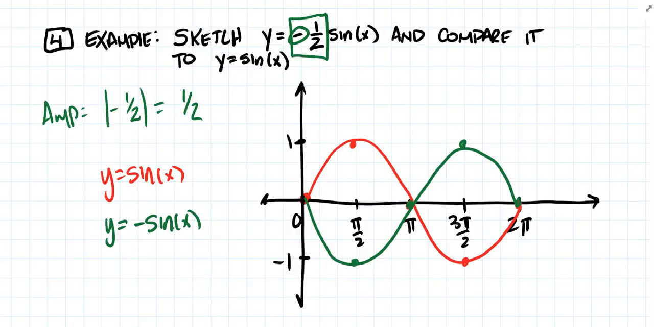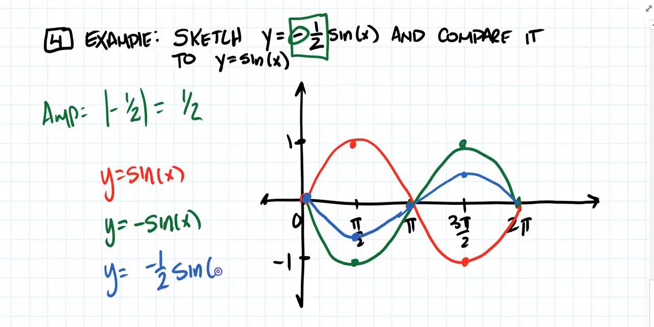And then finally, I'm going to make the amplitude 1/2. So that means the distance from the midline to the lowest point is only going to be half. So there, there, there, and there. So the final graph would only be about half as tall as the green graph there. So y equals -1/2 sine of x.